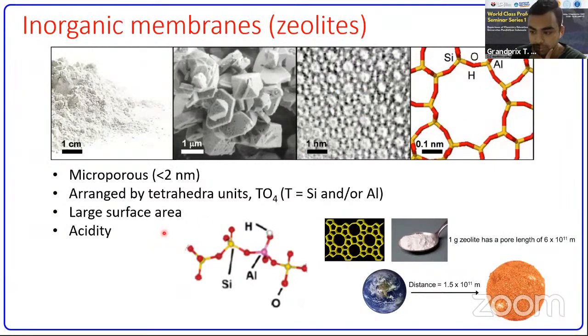It has a large surface area. You can see here that 1 gram of zeolite has a pore length of 6 times 10 to the power of 11 meters, which is 4 times the distance from Earth to the Sun. So it has a large surface area. It has a uniform distribution of micropores that could act as a separation layer, which is a membrane.